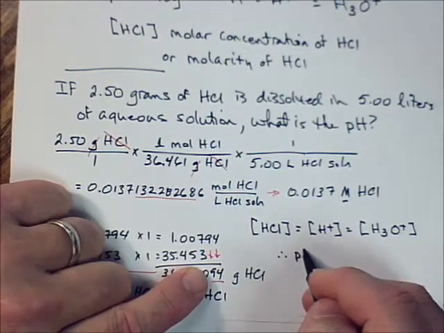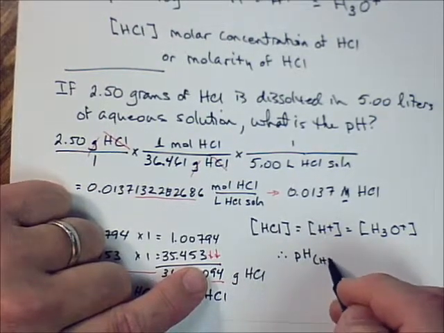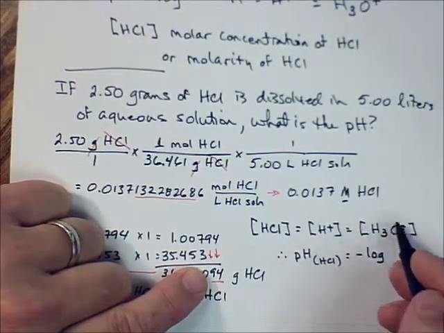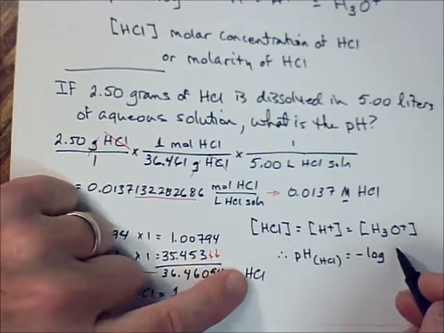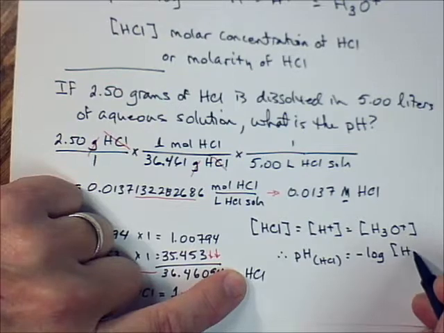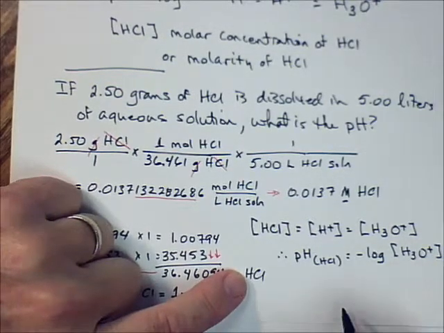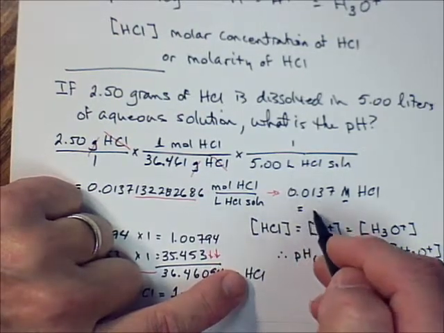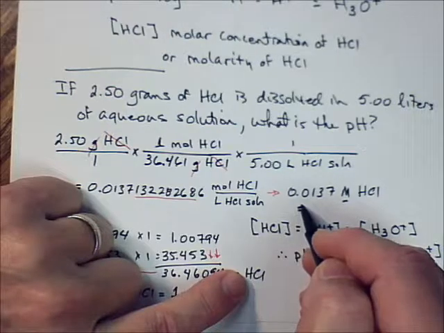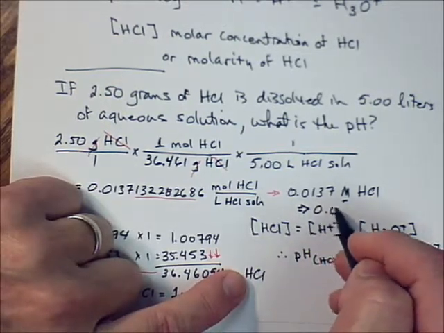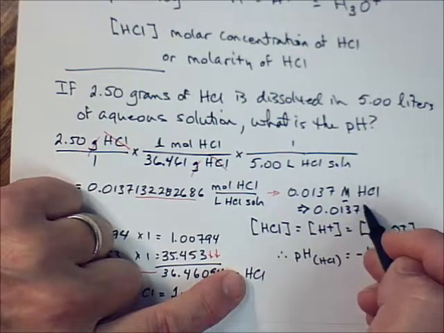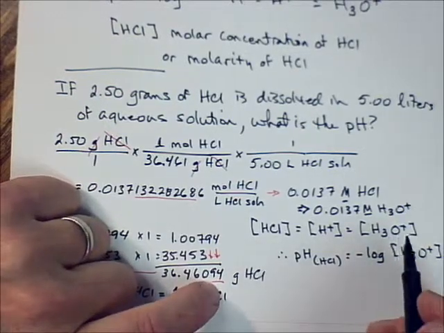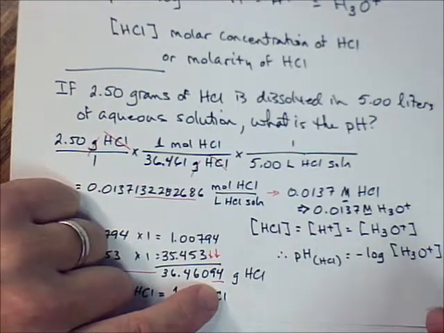Therefore, the pH of this HCl solution is the negative log of the molar concentration of this or this. It doesn't matter really which one you're using. Okay? And that concentration is this. It means that you have 0.0137 molar hydronium ion. Only because it's a strong acid, only because it gives away one proton.